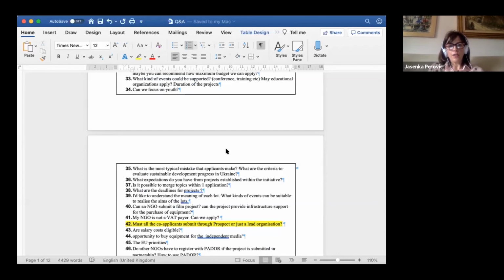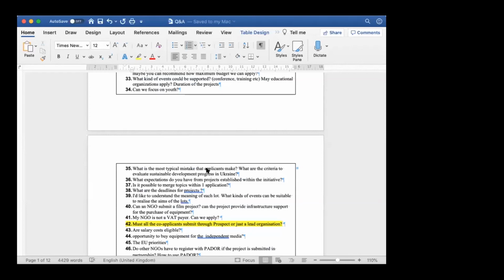Okay, each lot has a general framework. So I see some of the comments from Cynziana. I can ask her if she wants to maybe correct me if I've said something that is not in accordance with the guidelines. No, then we have everything in accordance.